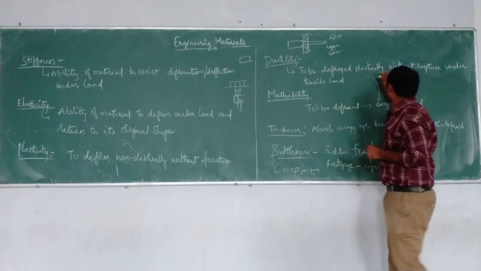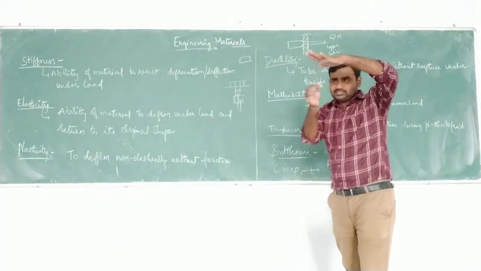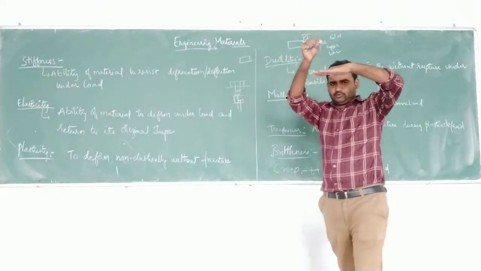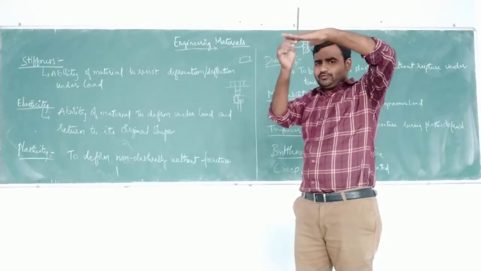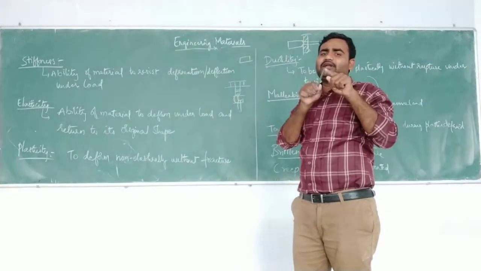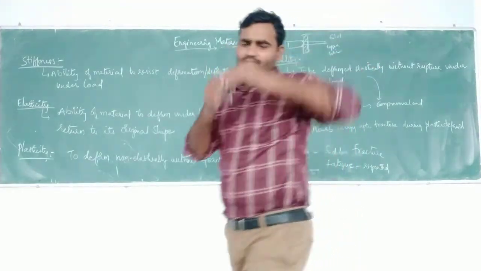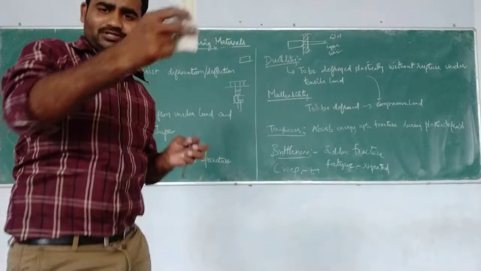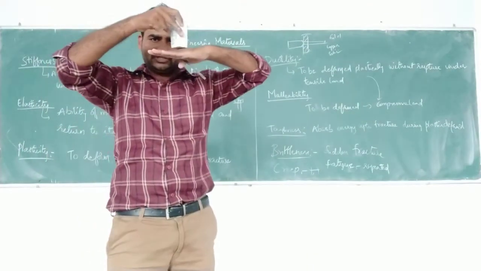To be deformed plastically without rupture under tensile load. So this is the gold biscuit. Now we are pulling this gold material downwards. Actually the shape of the gold is in the form of a rectangle, but we need this shape. So let us assume this is gold, but it is above some surface.